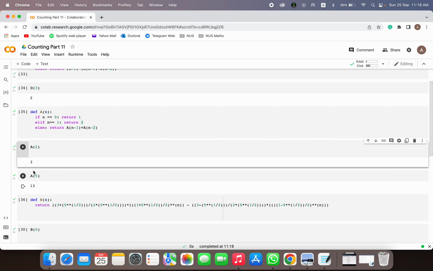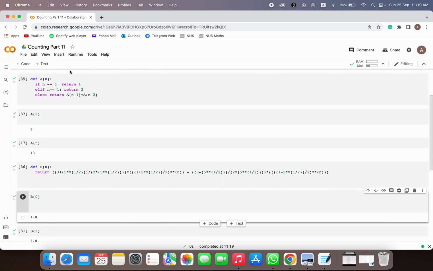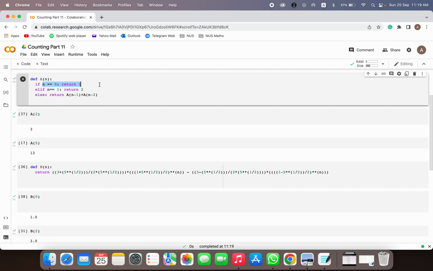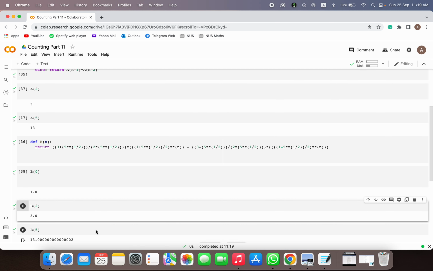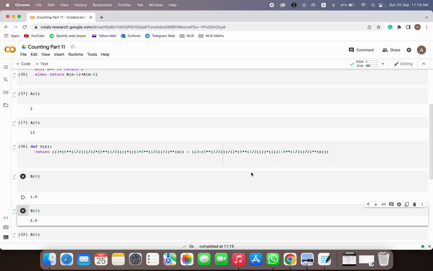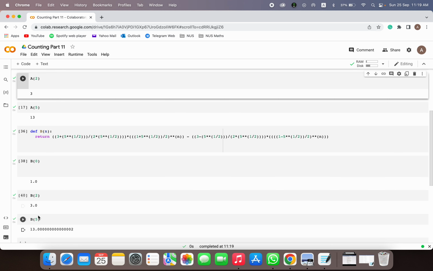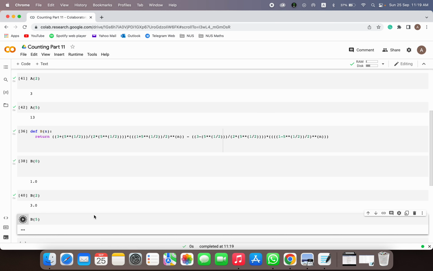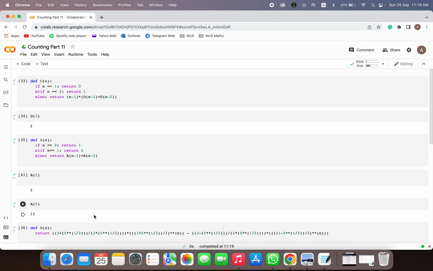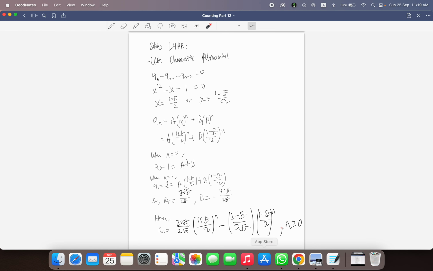a_2 is 3, and if we run b_0 first, it is 1. That coincides with our initial condition where a_0 is 1. And if we run b_2, it will produce 3. But because of floating point errors, it will return a non-integer, a decimal solution that is close to the actual solution of 3. We can show that a_5, which is 13, is the same as b_5, which is also 13. And hence, we have shown that this solution is indeed correct. But because we have actually solved it algebraically, it proves that it is the solution to the linear homogeneous recurrence relation.